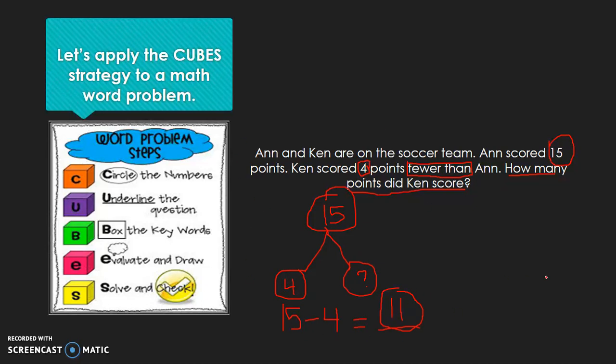And that's how we apply the CUBES strategy to a math word problem. We circled our numbers, 15 and 4. We underlined the question, which was how many points did Ken score. We put a box around the keyword, which is fewer than, which means to subtract. We evaluated, which means we went back and reread our problem and looked at everything we know about our word problem. For drawing, we drew a number bun, and then we solved and checked. We did our number sentence, which is 15 minus 4 equals 11, and our final answer is 11.